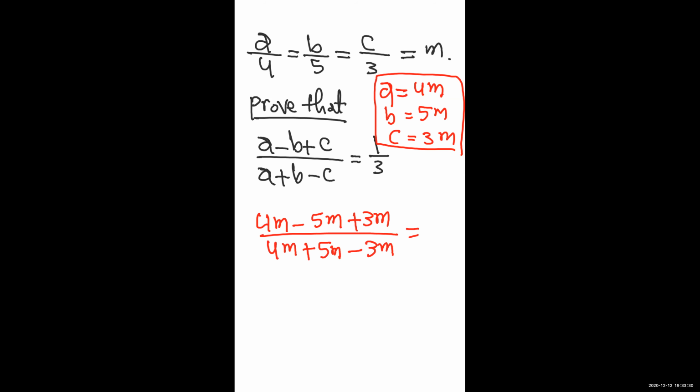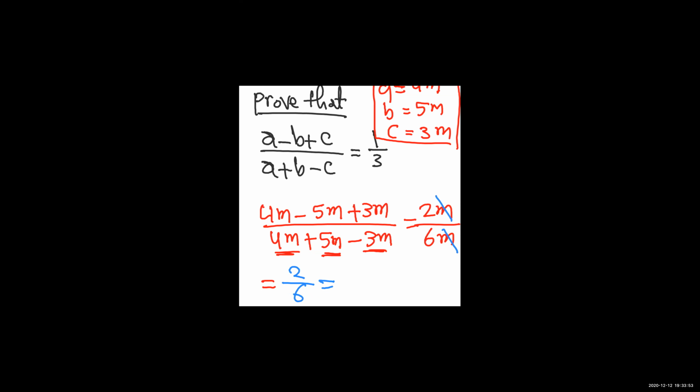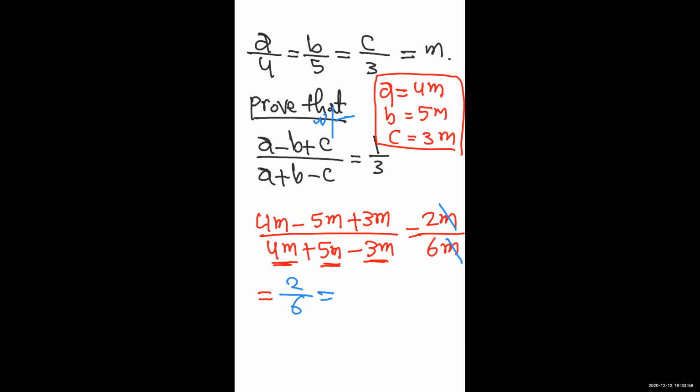So 4 minus 5 means negative 1, plus 3 means 2m, over 4m plus 5 means 9, 9 minus 3 means 6m. So it will equal 2 over 6m. Now we can simplify it, m with m, so it equals 2 over 6. Simplify 2 over 6, divide the two terms by 2, so it equals 1 over 3. We wanted to prove that it equals 1 over 3, and now it becomes 1 over 3. So that's the first way of solution.